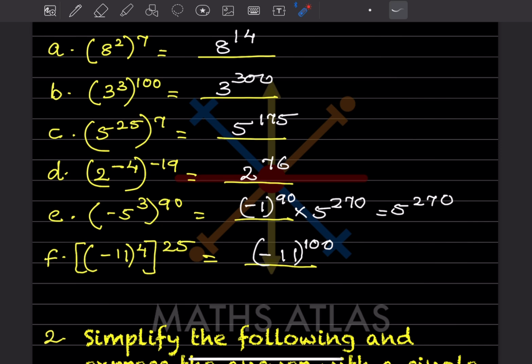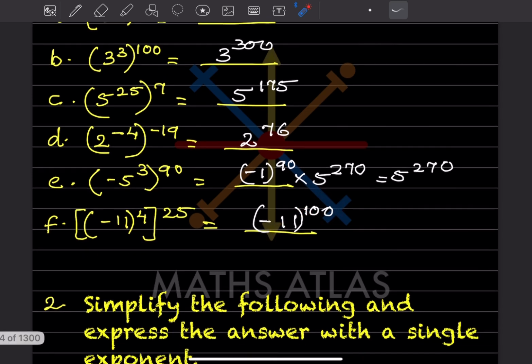Now here this is minus 1 and this is a minus 11 raised to 4 and this is an odd number. So odd number means it is always going to be minus. So we'll just write here this same and this will be 100. You have to multiply it.